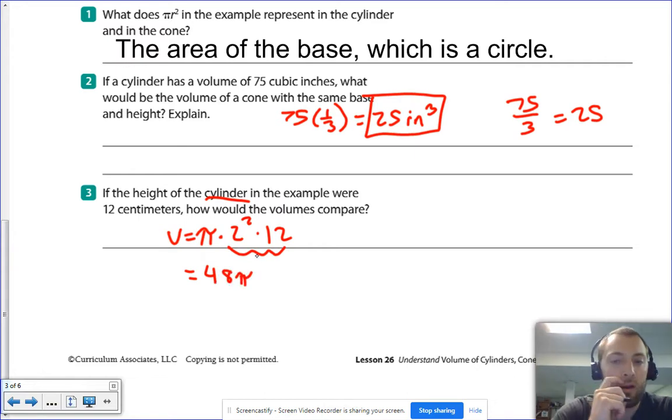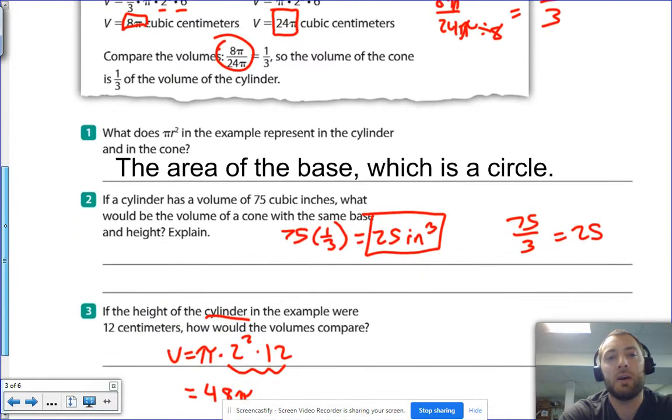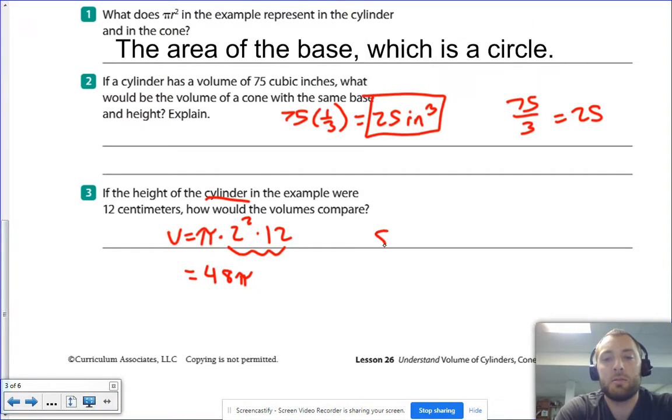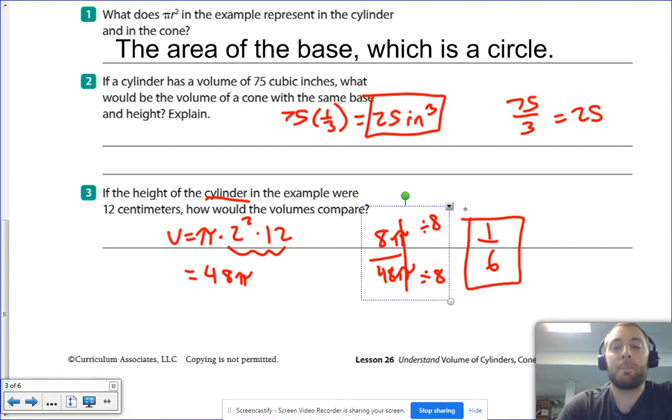So how does it compare if originally our cone was 8 pi, 48 pi. Now that cancels out and we can divide them both by 8 again. It actually works out nicely. It's going to be 1/6. So essentially we took that 3 and we multiplied it by 2 because it's twice the size of the thing. So this time the cone is 1/6 of the size, or the cylinder is actually 6 times bigger. Okay.